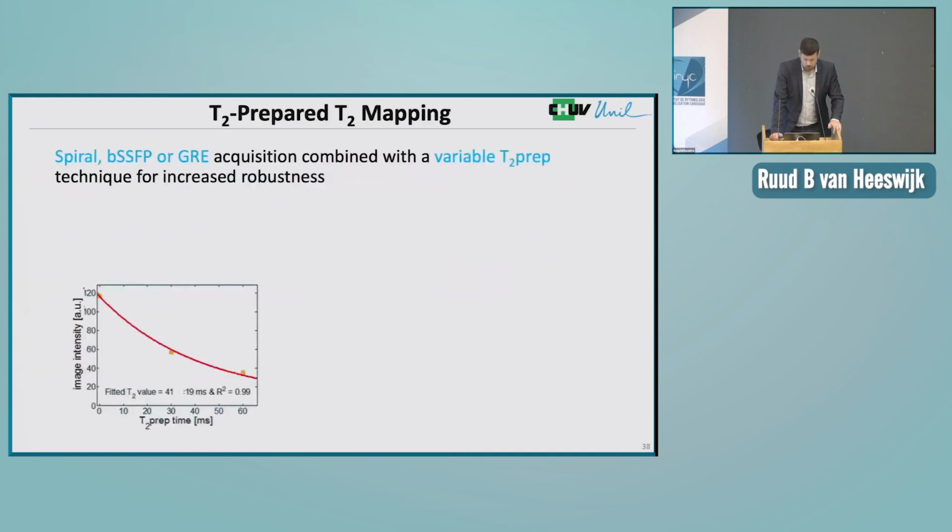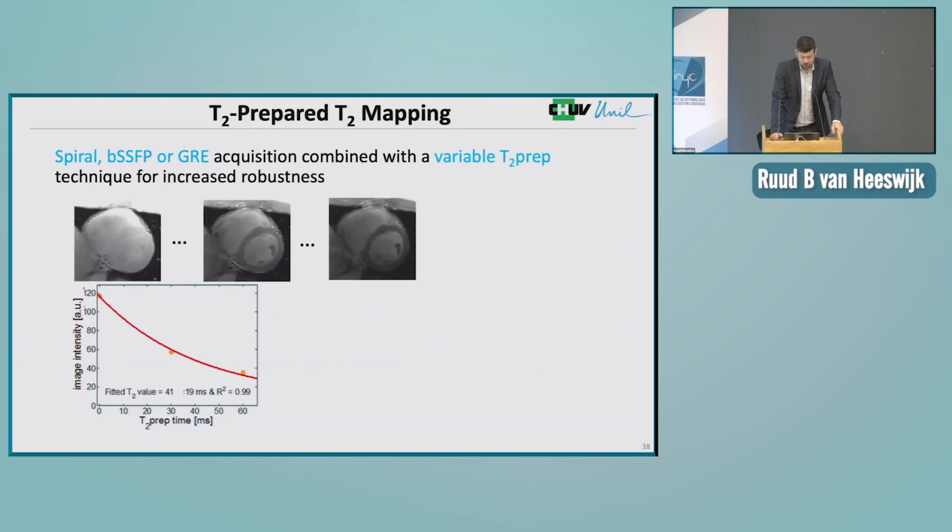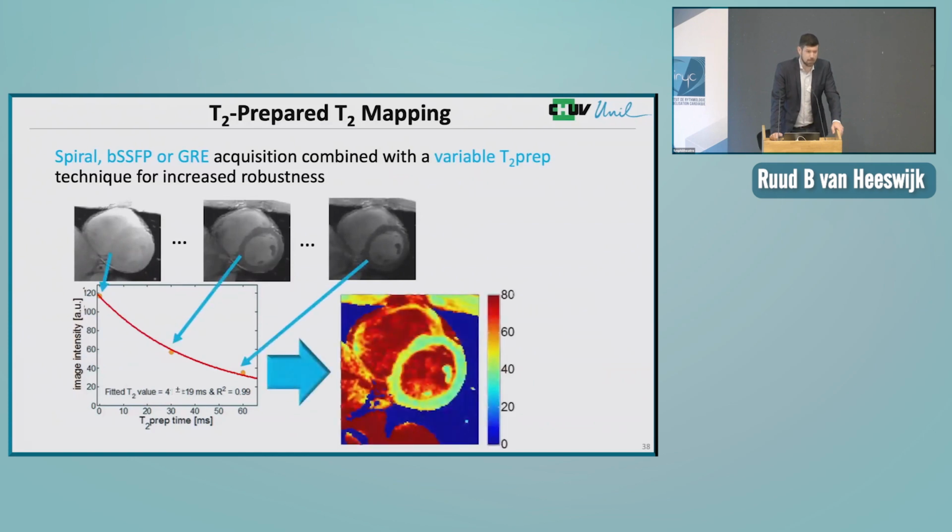Here's what I used to do, still do actually, in the heart. You do some kind of robust imaging, so spiral imaging, bSSFP or GRE, and combine this with a variable T2 prep. So we have a very robust approach. We get just 3 images, we fit these 3 points, and we get a nice colored map out like this.